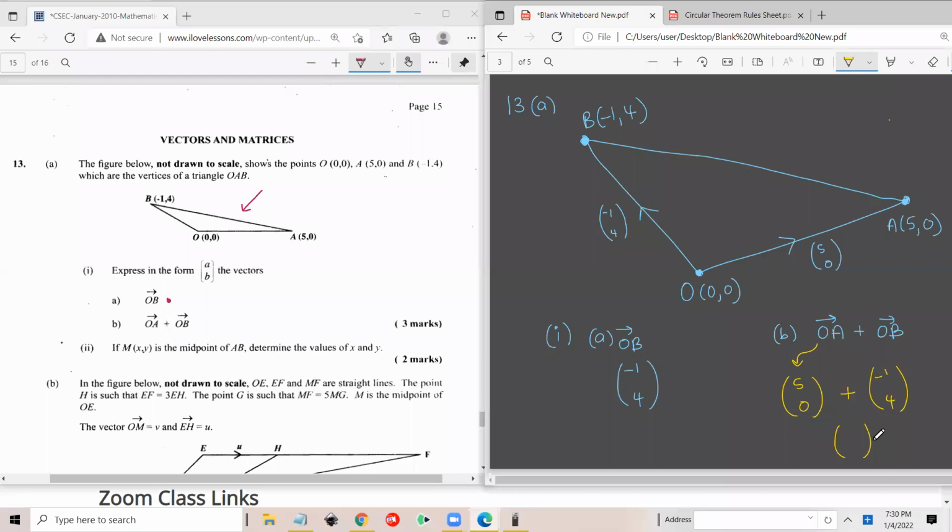I remember vectors is all about direction. When you go against the arrow, you have to make the sign the opposite. But we didn't encounter any of that at the moment. Right, so everyone is getting the correct answer.